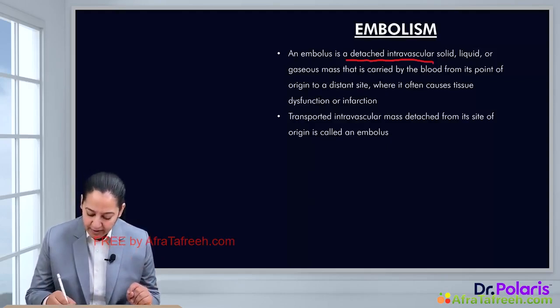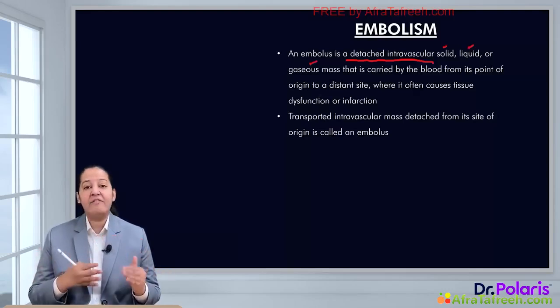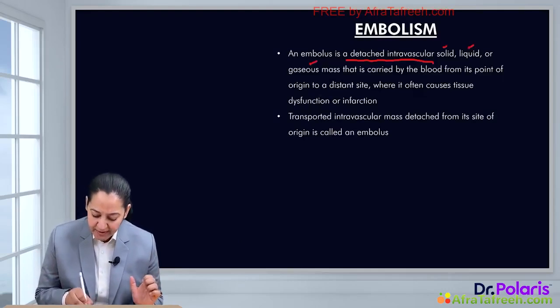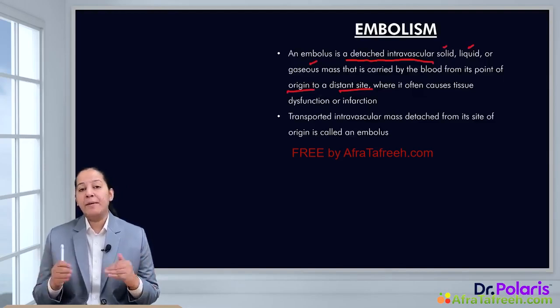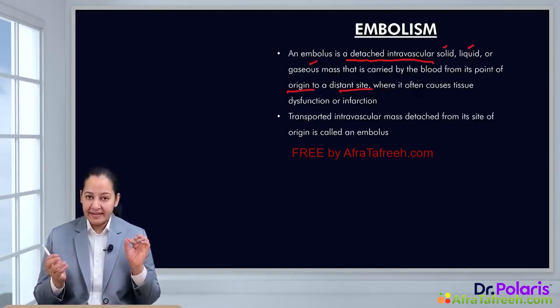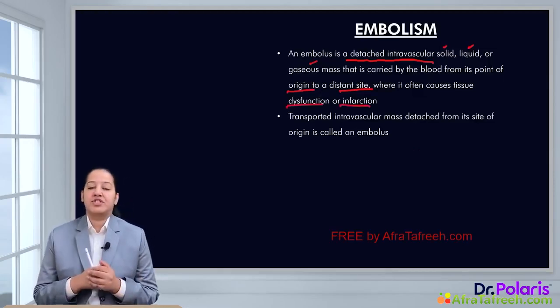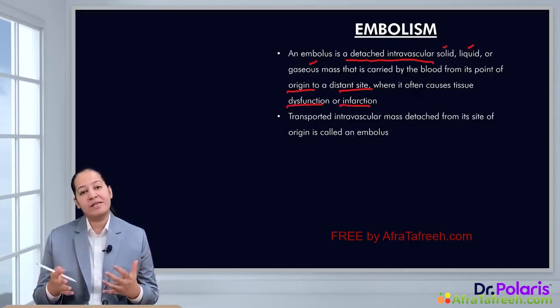It can be a solid, liquid, or gaseous mass that is carried away by the blood from the point of its origin to a distant site, where it often causes obstruction. Because it causes obstruction at that distant site, it produces tissue infarction or tissue dysfunction. So this is an embolus, and the phenomenon is known as embolism.